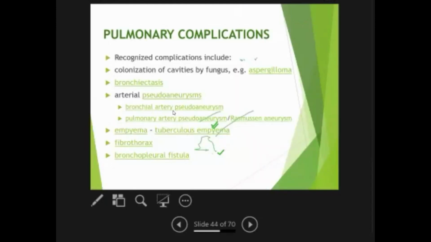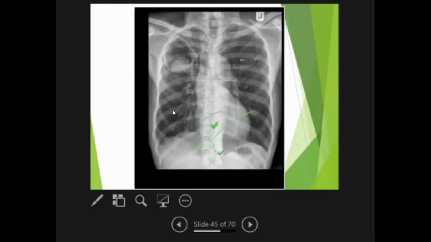Right. So the complications of secondary pulmonary TB are aspergilloma formation and pseudoaneurysms, and the empyema we already discussed, and fibrothorax, that is the gross fibrosis of the pleura, and bronchopleural fistula, that we have also already seen. So that is a patient with a cavity, and inside you can see the intracavitary body. That is a solid rounded opacity. So that is the aspergilloma formation, a fungal infection.